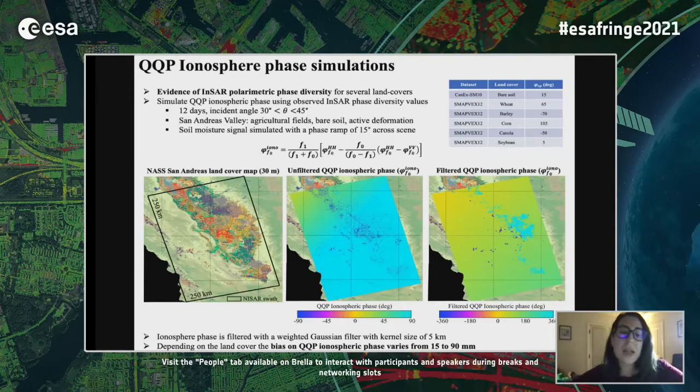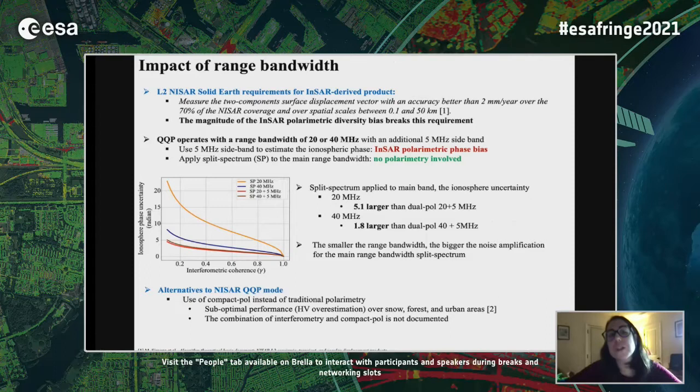So this simulation tells us that depending on the type of land cover, these polarimetric dependent interferometric changes introduce a bias on the ionospheric phase estimate for QQP repeat pass data, which varies between 15 to 90 millimeters. So the magnitude of this change alone is sufficient to break the requirement for the NISAR L2 solid earth interferometric product, which requires estimating the surface displacement vector with an accuracy better than 2 millimeters per year.